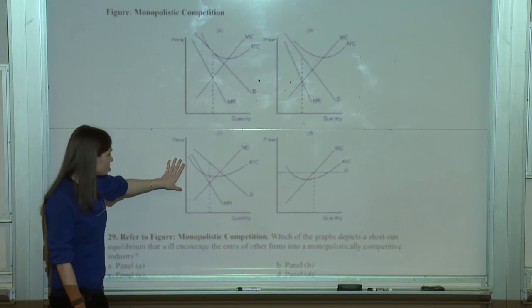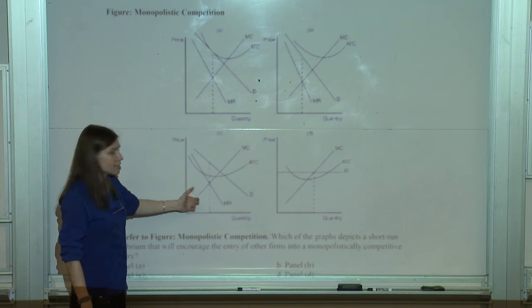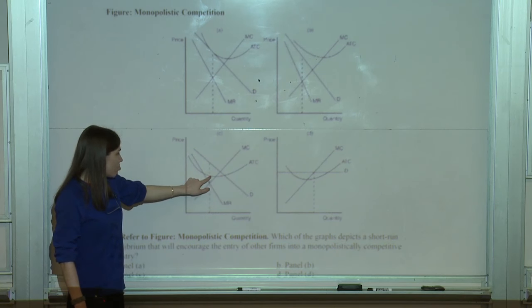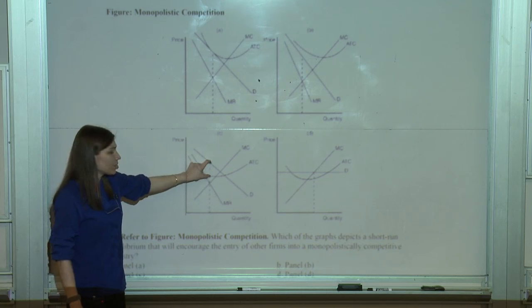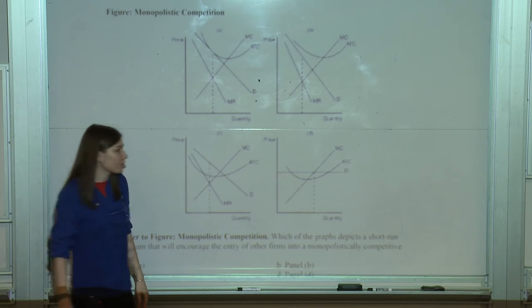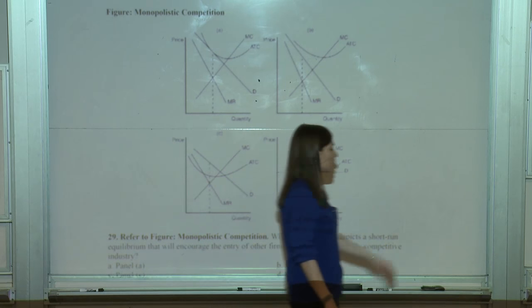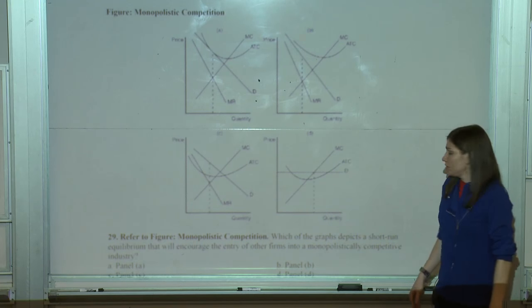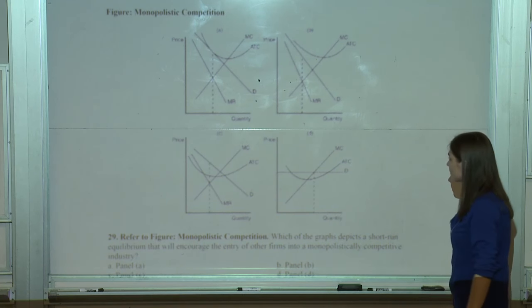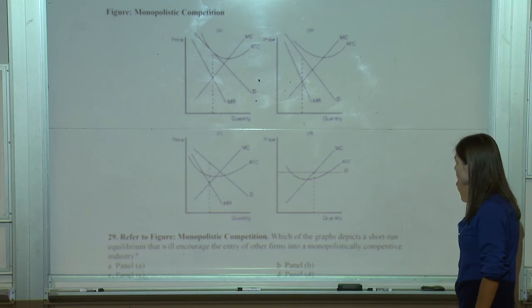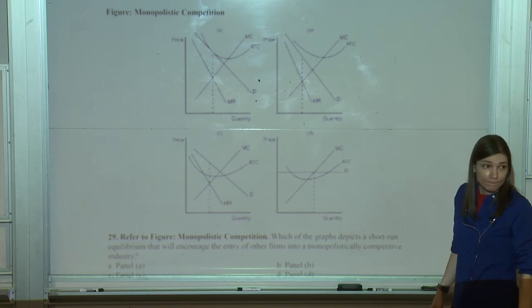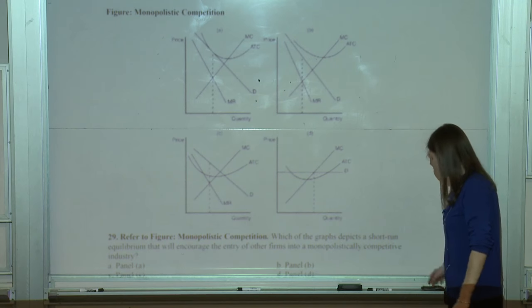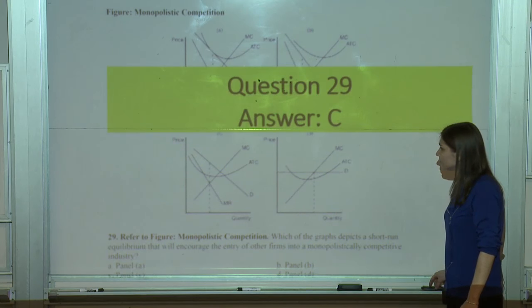Here, profit. So that's the one, all right? Here, the average total is below the price, so they're making a profit, which would encourage entry. And this is not even monopolistic competition, right? Because the demand is horizontal, so that's perfect. All right? So answer C here.